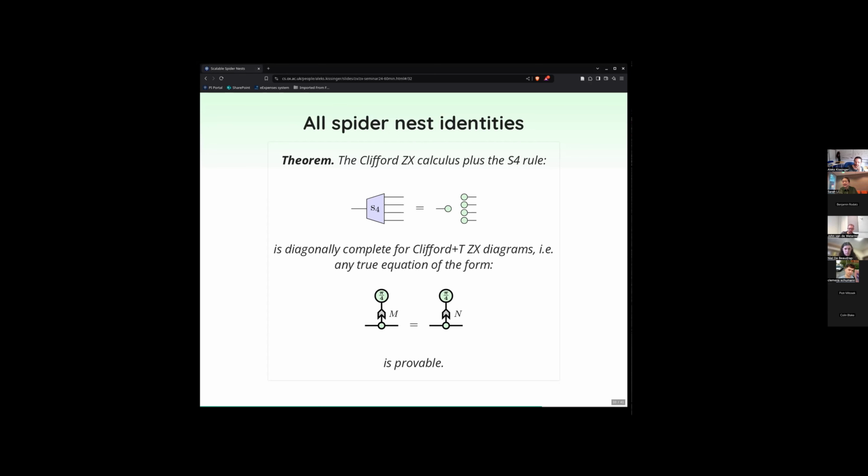Do we assume anything about M and N? Here, no. I say any true equation. So if the matrix on the left-hand side equals the matrix on the right-hand side, then it's going to be provable. Certainly for arbitrary m and n, these things could be describing different unitaries. But if they describe the same unitary, then they can be transformed into each other using just the Clifford rules and S4. So M and N do not have to be triorthogonal. They don't have to be triorthogonal themselves, no. Okay, thank you.